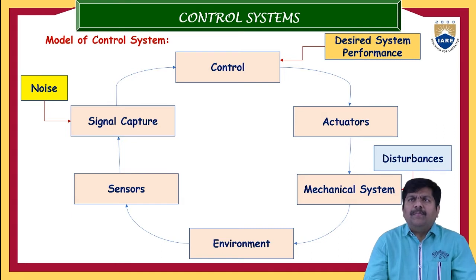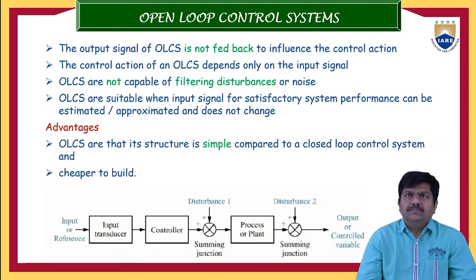Finally, whether the control has reached the expected or desired output will be measured at the controlling block. That is the desired system performance, and it can be analyzed at the control point. Now coming to open loop control systems and closed loop control systems, what are the key points we have to remember?